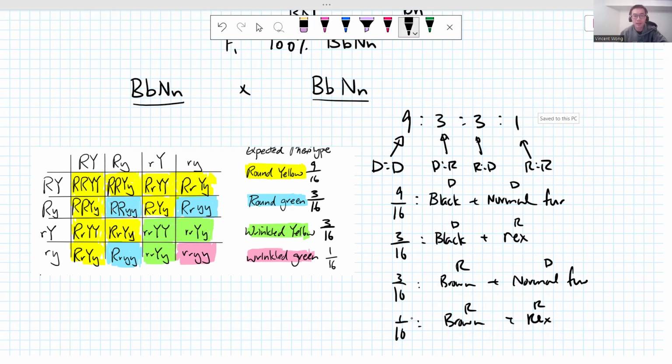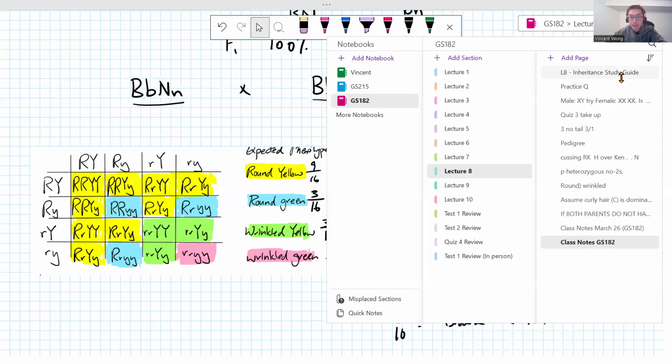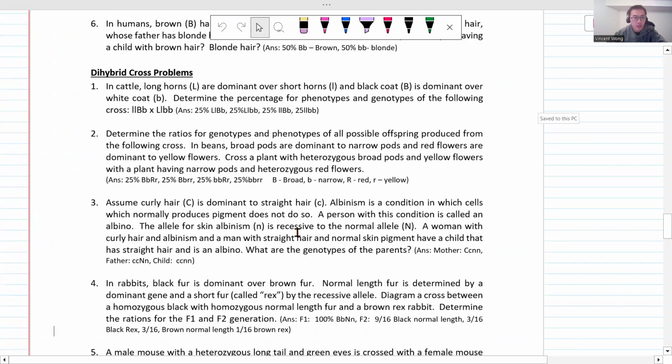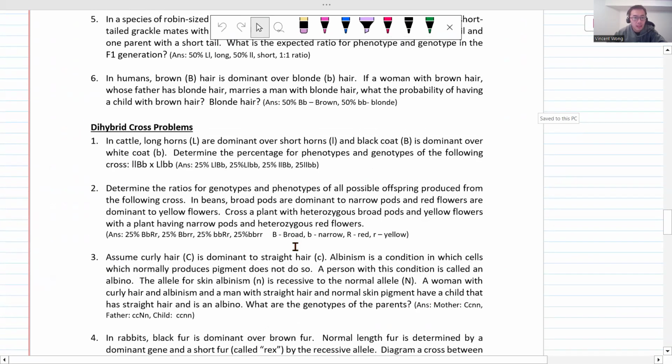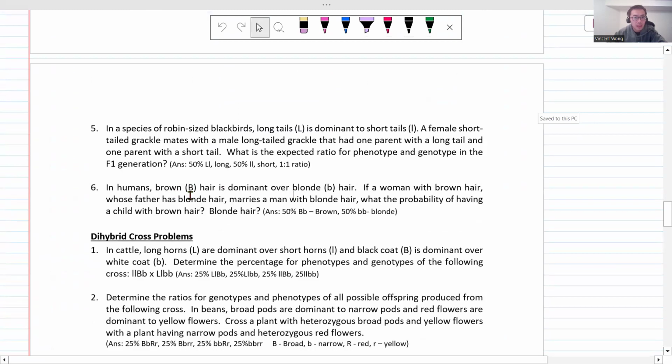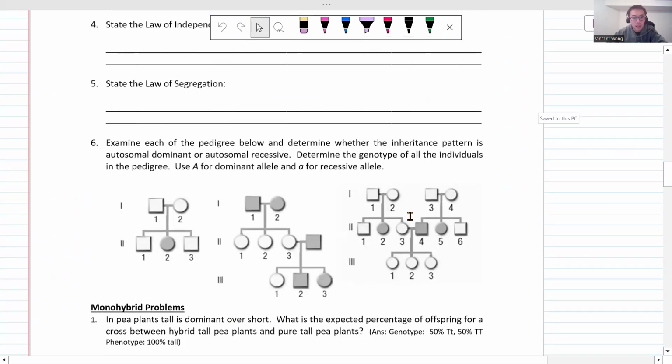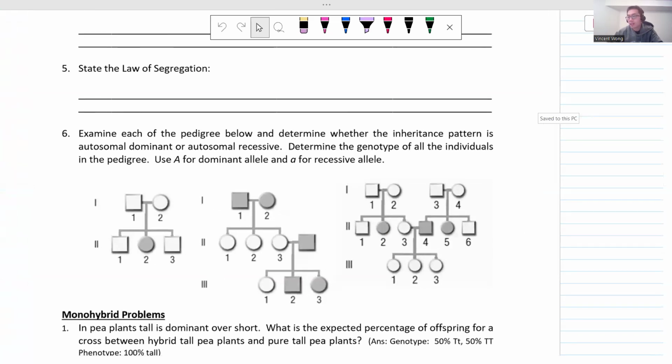I also have a question on the study guide, number 6. I do not understand the drawing at all. Which number 6? Under which section? Just before the monohybrid problems, number 6. Examine each of the pedigrees below. Oh, like this one? Did you watch the tutorial video when I took it up? Yeah, I did. It doesn't make sense. I do not know what we should do here.